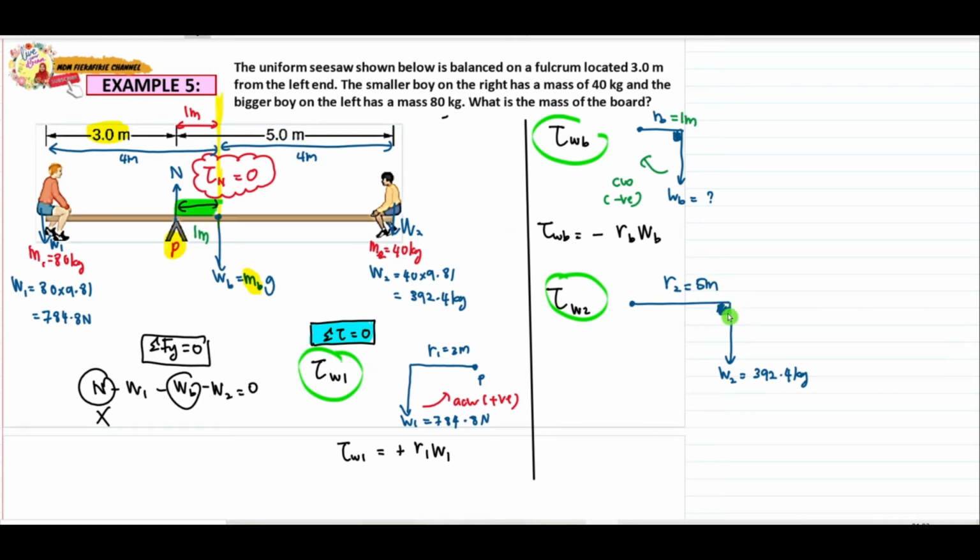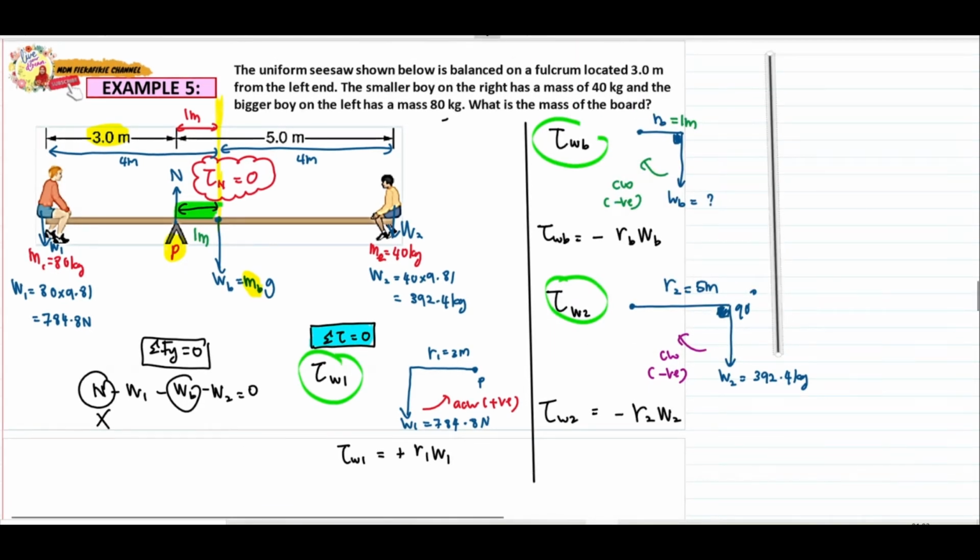So, 90 degree here. Okay, and it is clockwise direction. So, negative. Okay, so kalau kita tulis torque due to the weight of the second boy should be negative. R2, W2. Macam tu kita buat satu-satu. Okay, so kita boleh selesaikan tak? Tentunya boleh lah. Kita teruskan dengan total torque. Total torque is equal to 0.